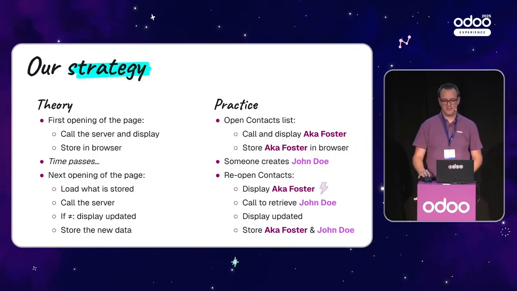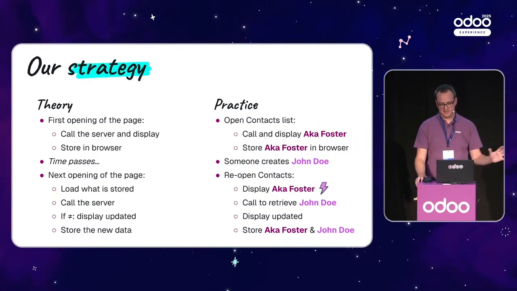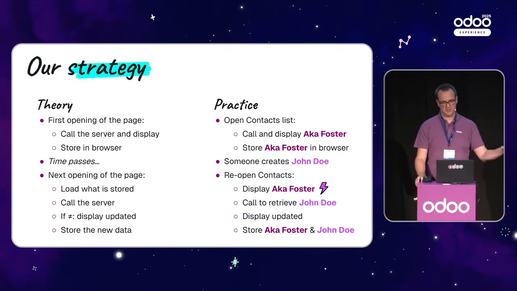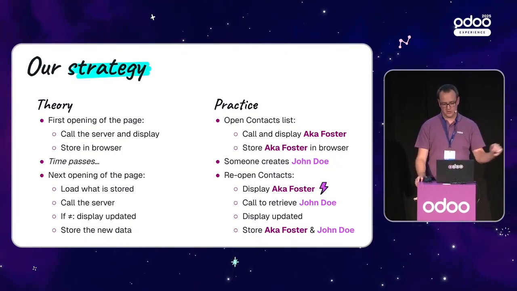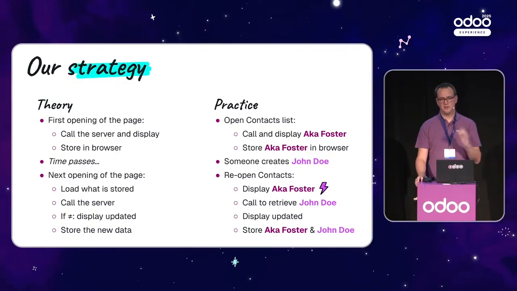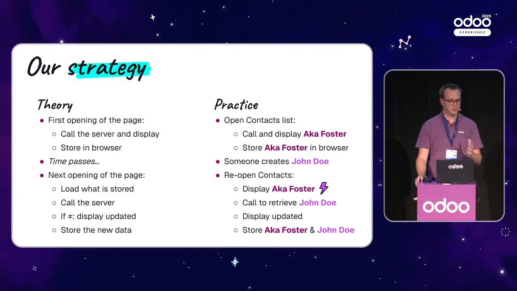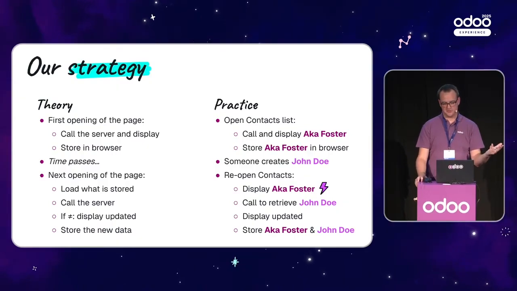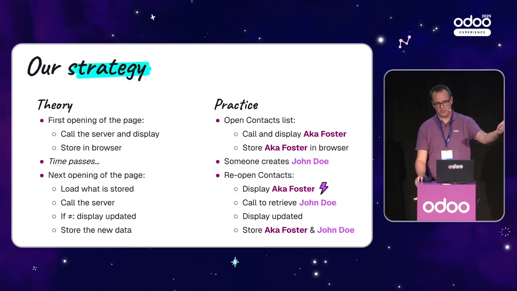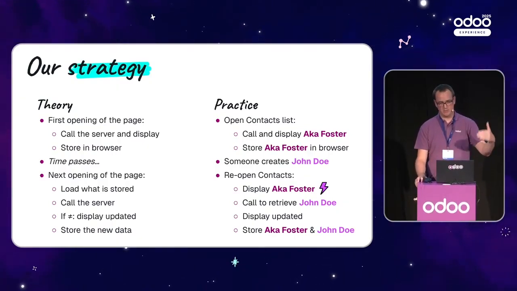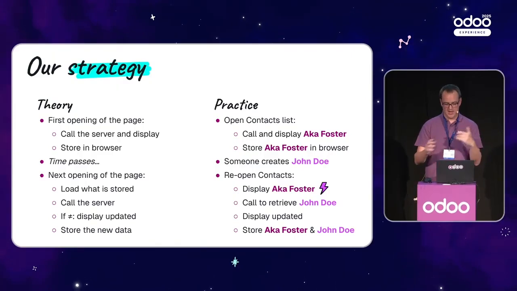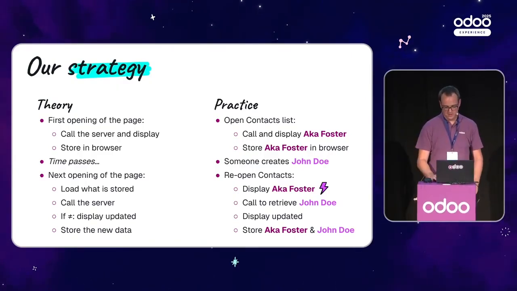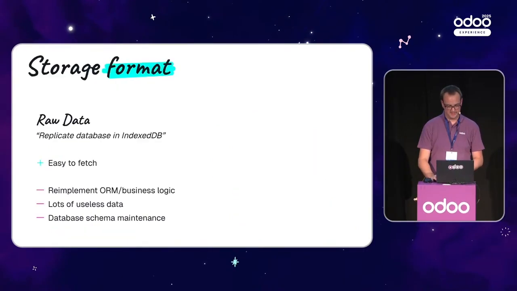A small example in practice: I will open the contact list. It will display Aka Foster as a contact. I will store Aka Foster in the browser. Then in the meantime, someone creates John Doe. I will reopen the contacts list. First, Aka Foster will be displayed. I will retrieve John Doe from the server. Then I will display John Doe. And finally, I will see Aka Foster and John Doe, which will be stored in the browser. So that's what we do in practice.